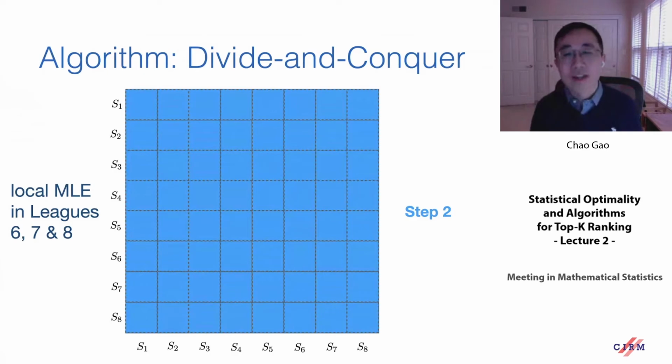And as you can see, now we have successfully found an estimator for each R_ij in the entire matrix. So then we just use the previous lemma to turn this matrix into a rank estimator by computing the row sum, and then ranking by row sum, we will obtain a full rank estimation procedure. Okay, this is the entire description of the algorithm.